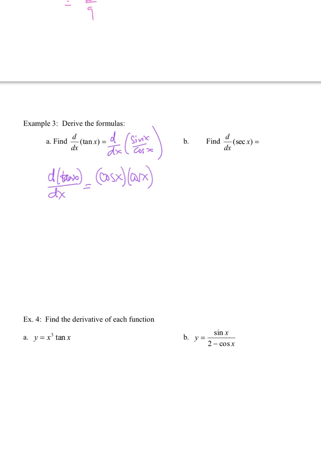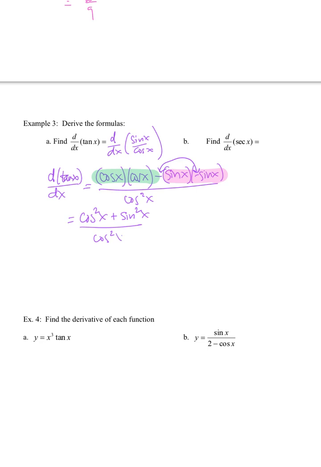You have that memorized. Minus high d low. Square the bottom, and away we go. Okay, so now let me simplify this just a little bit. So this part here multiplies to be cosine squared x. And then this part here multiplies to be positive sine squared x. If you're wondering why it's positive, it's because of these 2 negatives. That's why it's positive. Over cosine squared x.